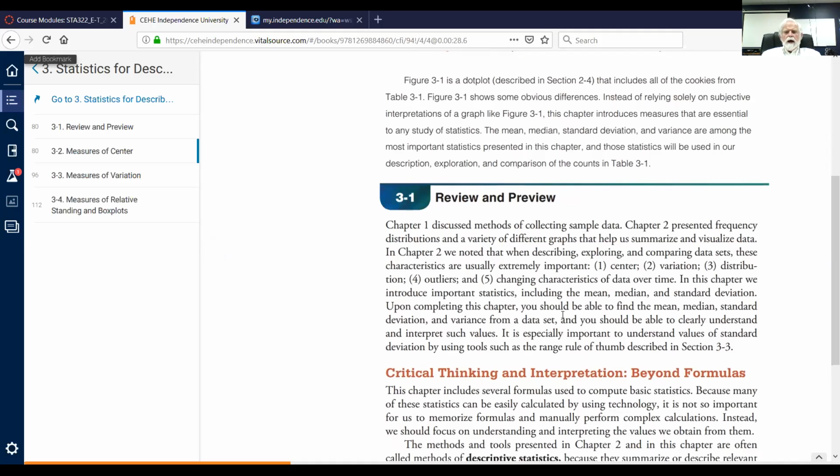We want to look at the... when we're comparing and exploring data sets, we want to look at the center of the data set. How big on the, quote, average is it going to be? How does it vary? How does it distribute? Is it skewed toward one end or the other?